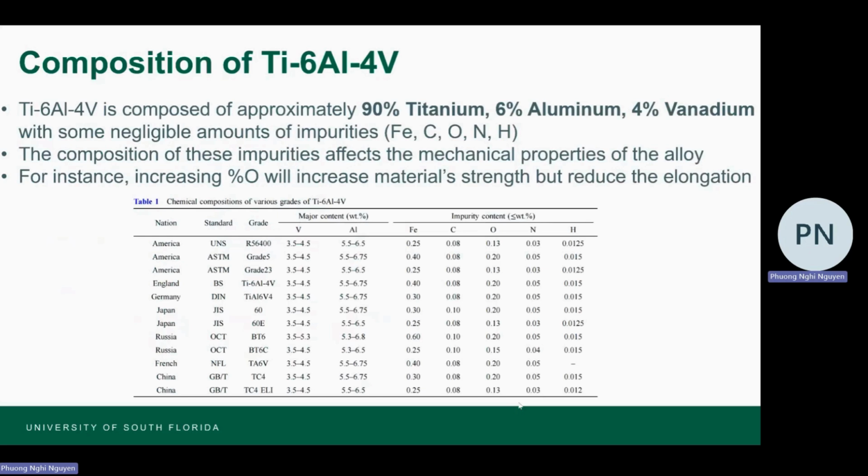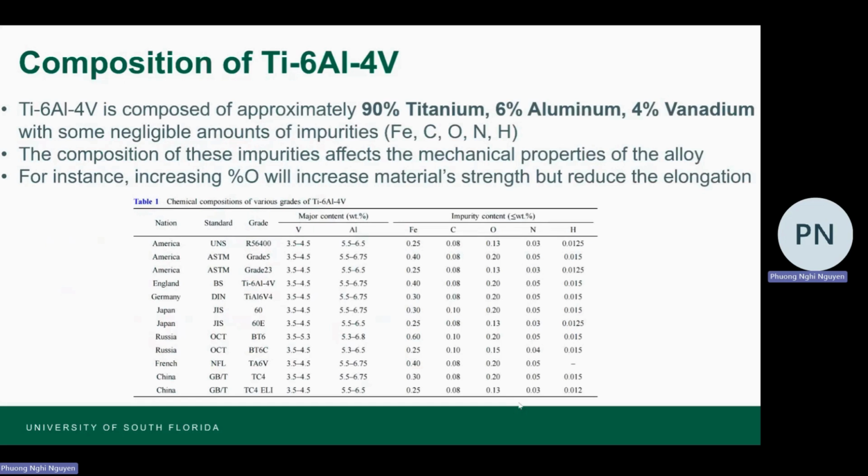So next, I'm gonna talk a little bit more about the composition of the material. So Ti64 is composed of approximately 90% titanium as a base with about 6% aluminum and 4% vanadium. Of course, this alloy is gonna contain some small amount of impurities like iron, carbon, oxygen, nitrogen, and hydrogen. So the composition is gonna affect the mechanical properties of the alloy.